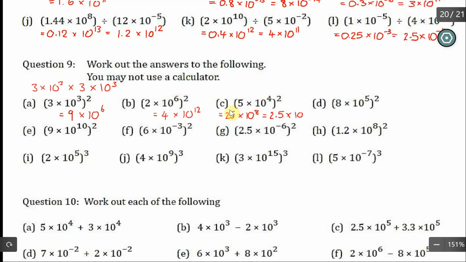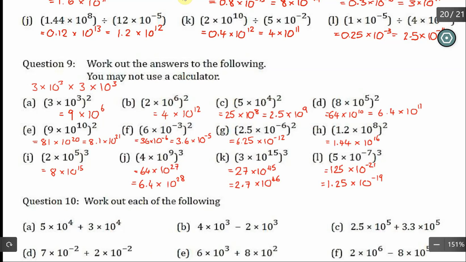Divided this by 10, so we need to times this by 10, so it will become 10 to the power of 9. Okay, I'm going to pause it and fill in the rest. And there's the answers to question 9.